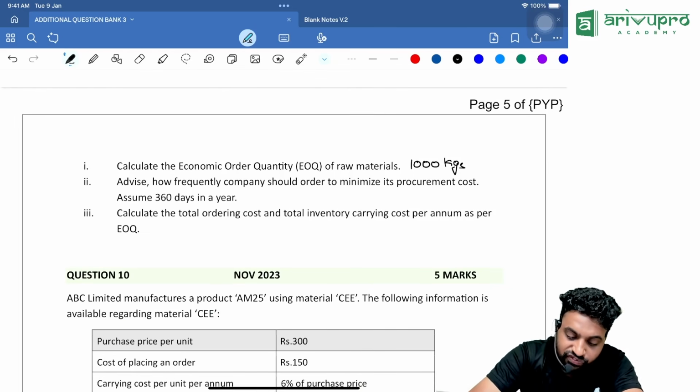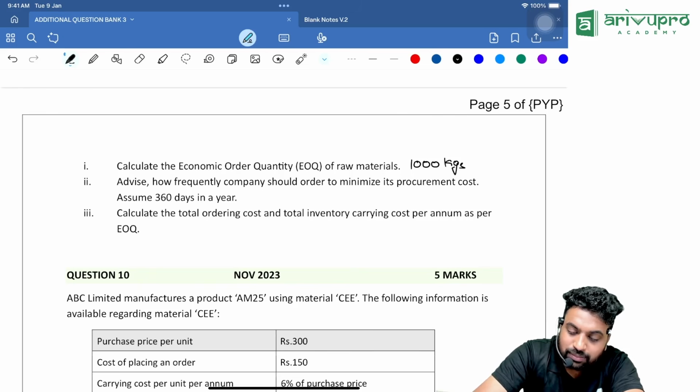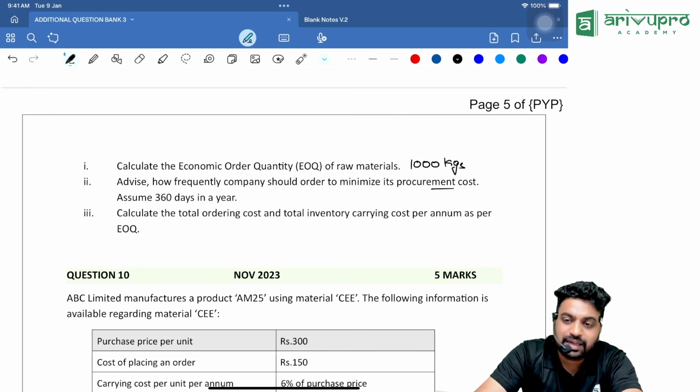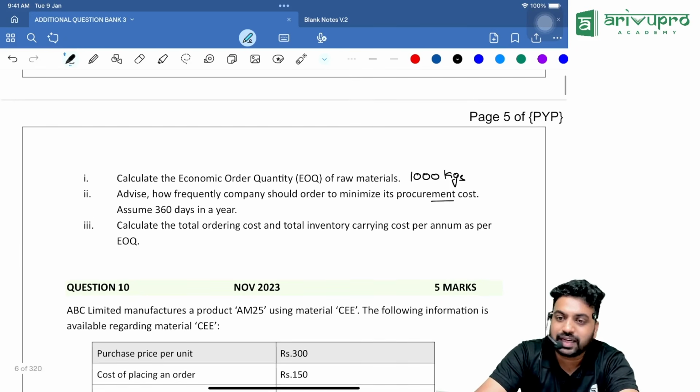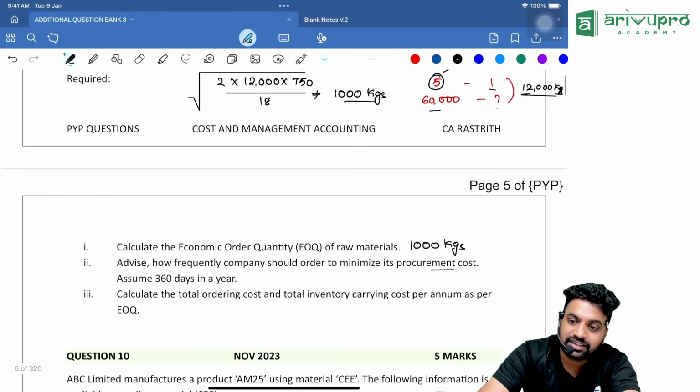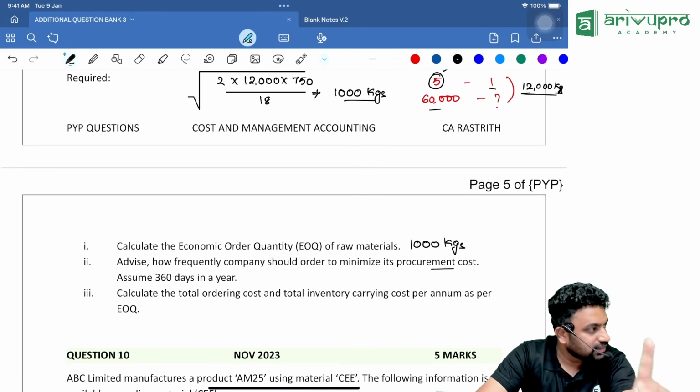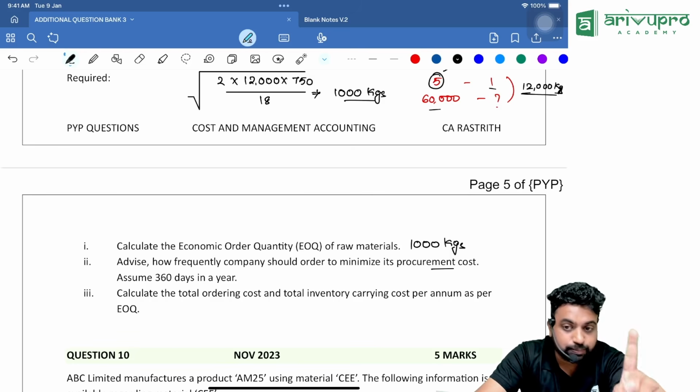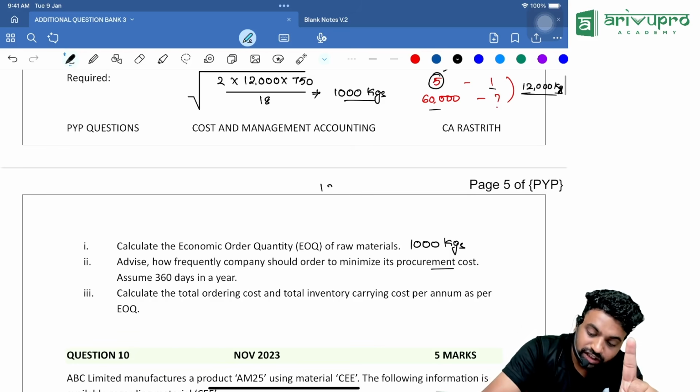Advice: how frequently should the company order to minimize its procurement cost? To minimize its procurement cost, of course, we have to place orders at EOQ only. So how many days once should we place it? Very simple. First you calculate how many orders are to be placed. 1000 units per order, which means for 12,000 units, we have to place 12 orders.